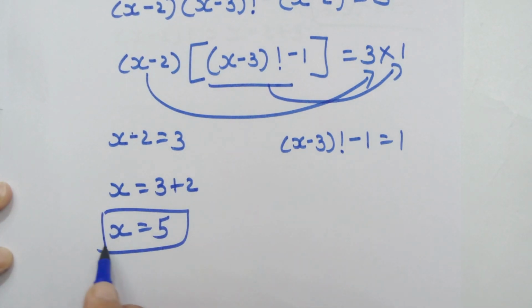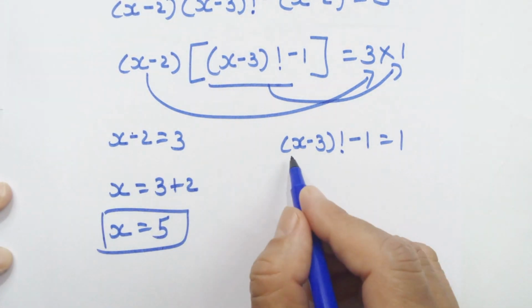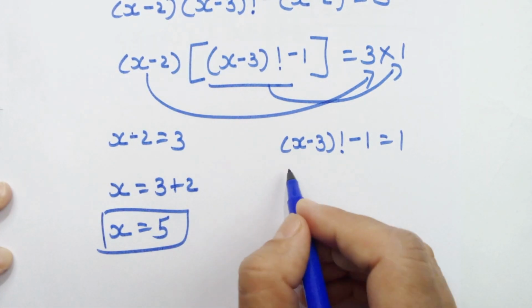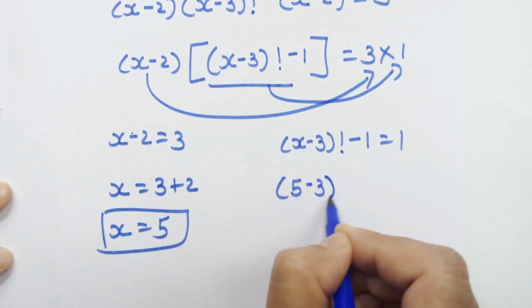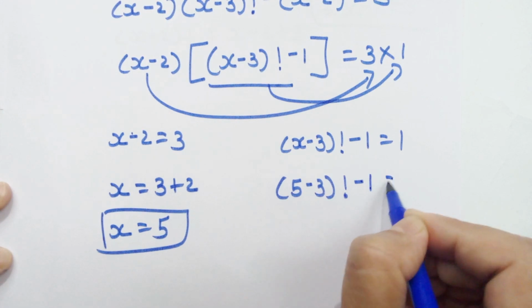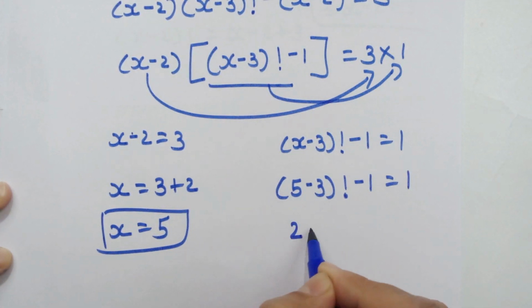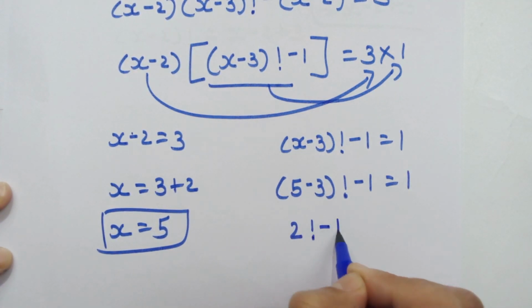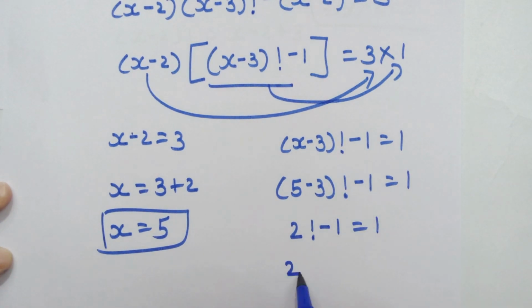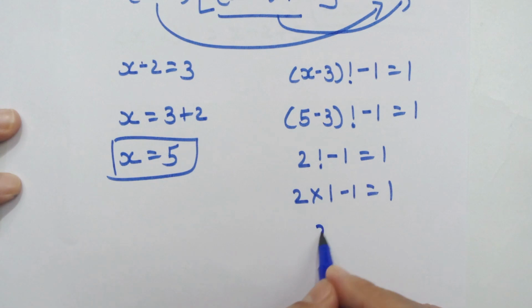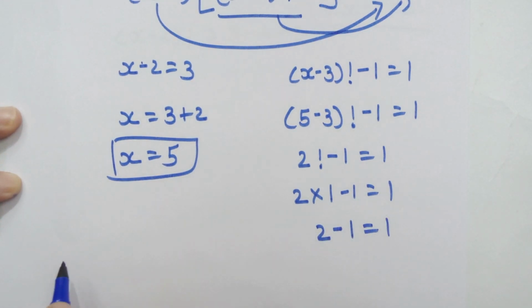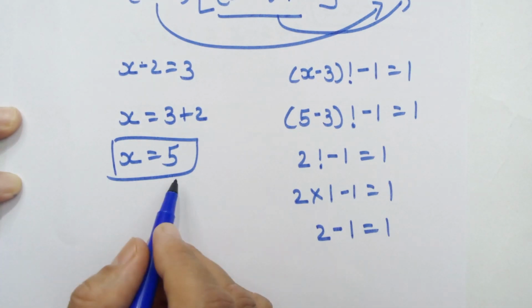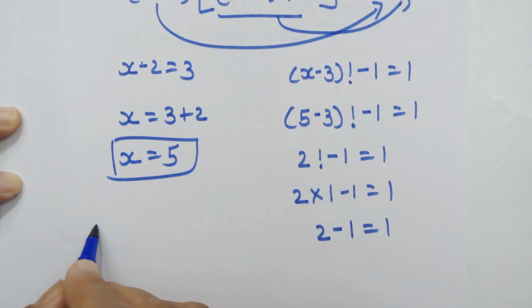Now let's take x is equal to 5 and put it in this equation. So 5 minus 3 factorial minus 1 is equal to 1. So 2 factorial minus 1 is equal to 1. So 2 into 1 minus 1 is equal to 1. So 2 minus 1 is equal to 1. Okay, now let's put this x is equal to 5 in our main equation.